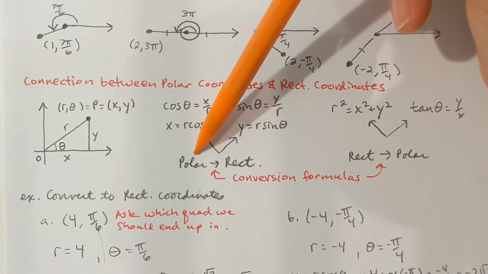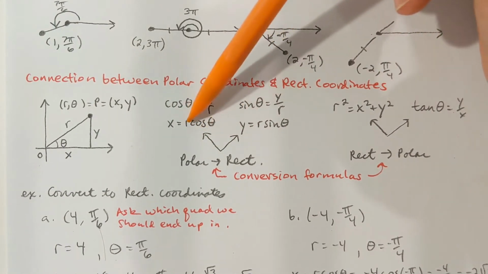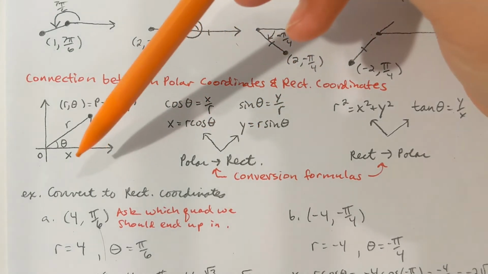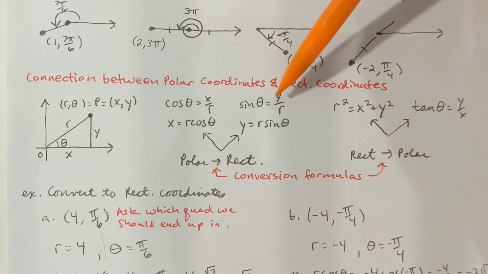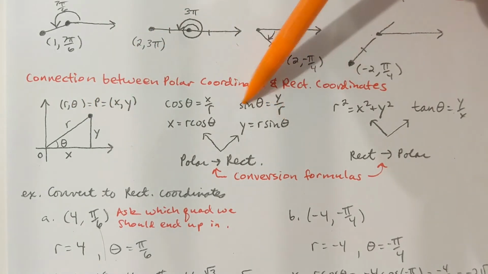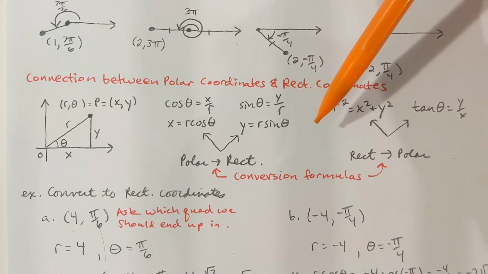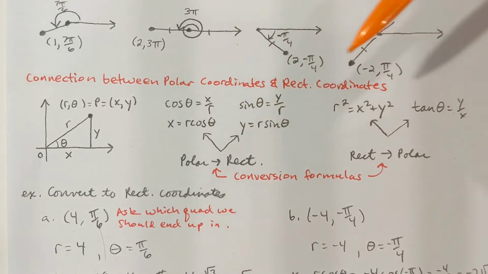So in polar form, you're going to know r and theta. r cosine theta would give you the x coordinate. Sine theta is opposite over hypotenuse, y over r. If you multiply both sides by r, then y would be equal to r sine theta. And again, if you know r and theta, you are then able to find y.